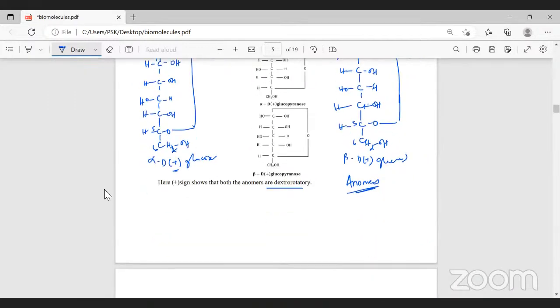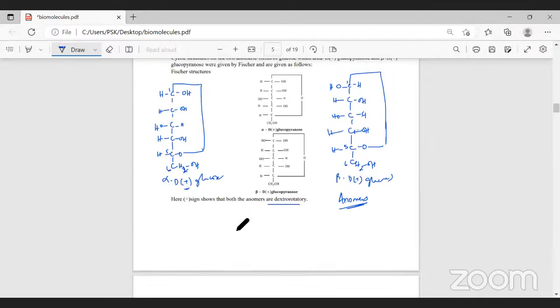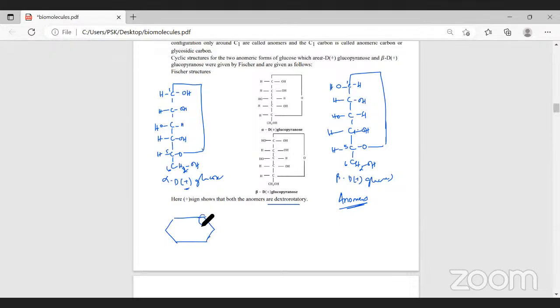Now, coming to the Haworth structure, I will write the Haworth structure here so that you can see this structure and write. In order to write alpha D plus glucose, first we write a hexagon like this. Now, here we write an oxygen atom, and we number the carbons 1, 2, 3, 4, 5. The first and the fifth carbon atoms are bonded through oxygen.